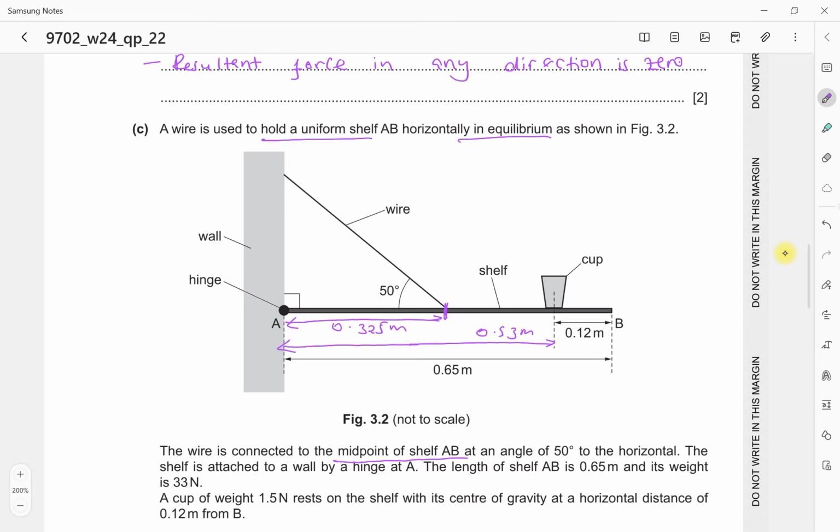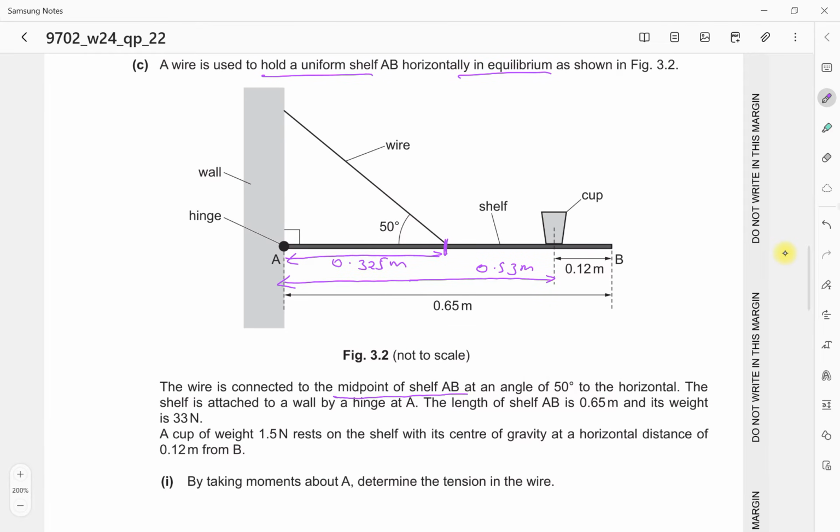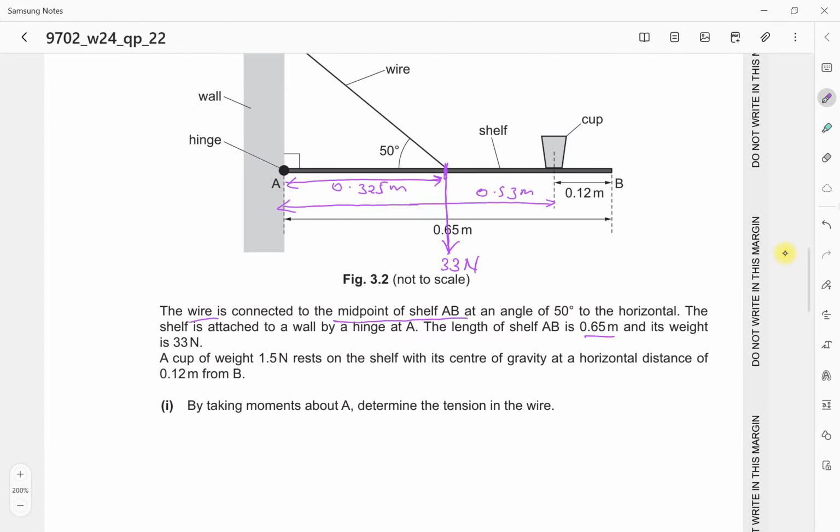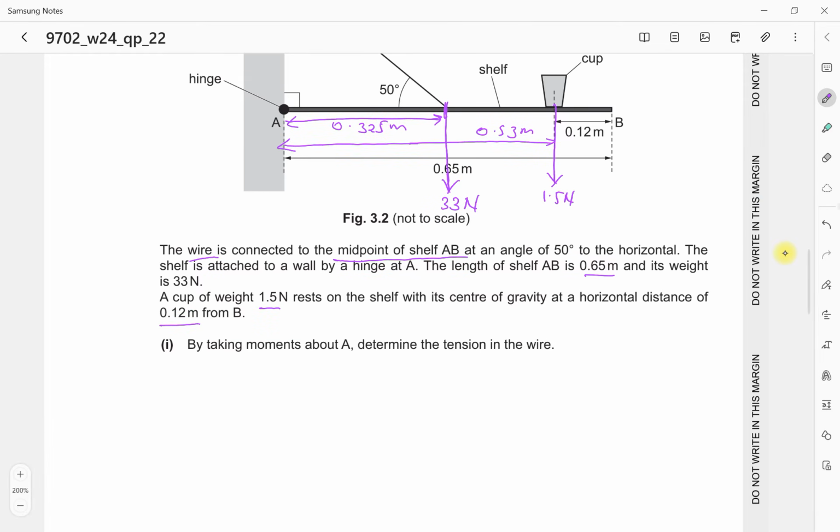Now the rod was uniform, its weight is at the midpoint, and the wire is also at that midpoint, so there is a weight here for the rod. The length of the shelf is 0.65 and its weight is 33, so 33 is acting at that same position and its distance is still 0.325. A cup of weight 1.5 newtons, so the weight of the cup is also there, with its center of gravity at a horizontal distance of 0.12 meters from B. By taking moments about A, determine the tension in the wire.